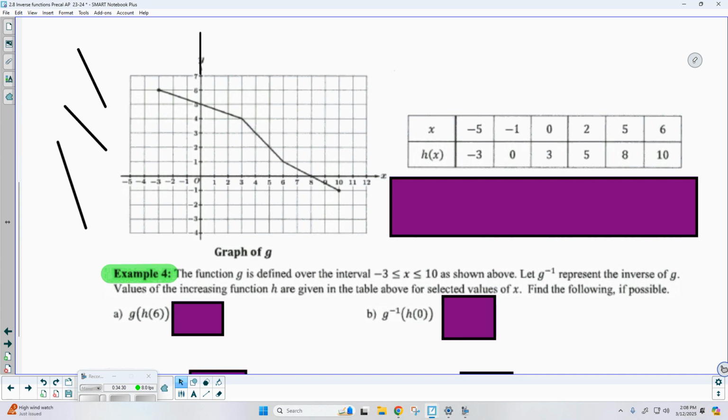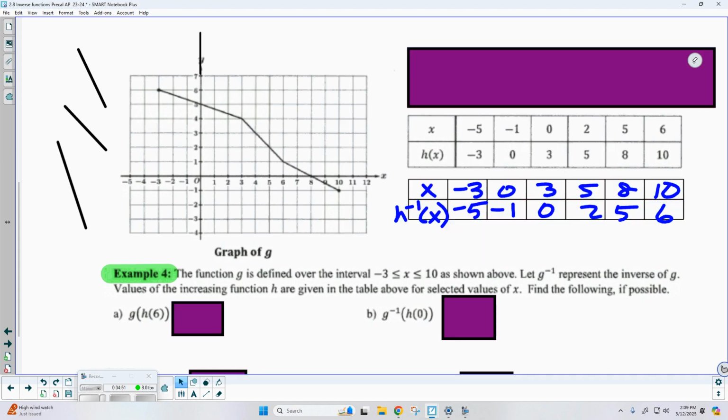The function g is defined over the interval from -3 to 10, as shown above. Let g inverse be the inverse of g. Values of the increasing function h are given in the table above for selected values of x. I already showed you the other way by looking at the table from the bottom up, but for this one, I went ahead and drew the table again. There's h inverse. I switched the x's and the y's. Let's go ahead and graph g inverse.